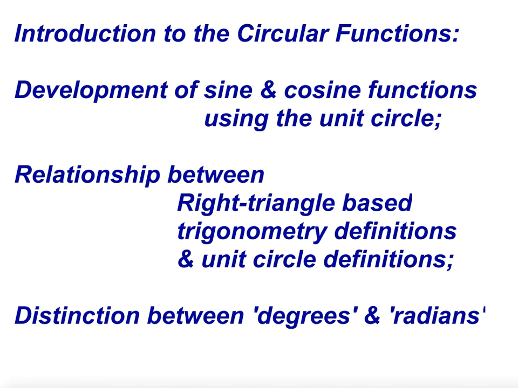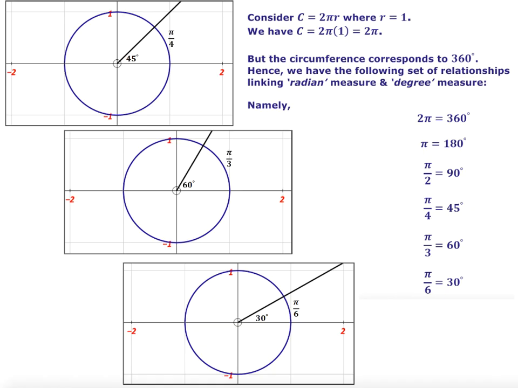Okay, the purpose of this podcast is to look at so-called circular functions, which will involve a development of the sine and cosine functions using the so-called unit circle. Some of you will be familiar with SOH CAH TOA and right triangle-based trigonometry definitions, and we'll link that to two-dimensional space with something called the unit circle. And in the process, as we develop this circular function, we'll talk about the distinction between degrees and radians.